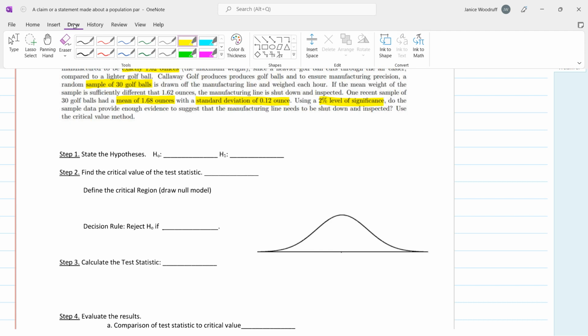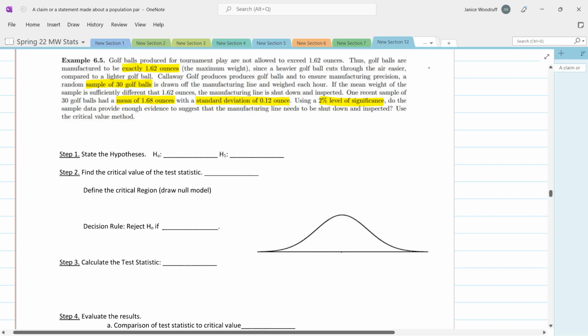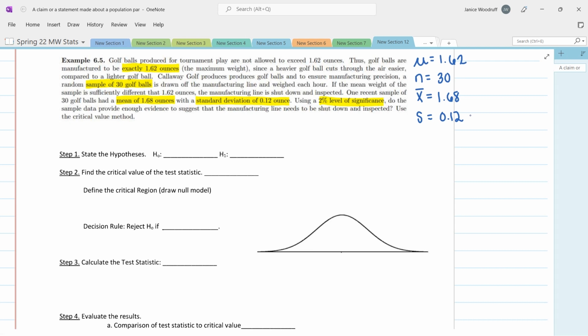All right. So what we have here is the population mean of 1.62 ounces. We had a sample of 30 golf balls, and in that sample, we had a mean of 1.68 ounces and a standard deviation of 0.12 ounces. And then we have a 2% level of significance. So, using a 2% level of significance, do the sample data provide enough evidence to suggest the manufacturing line needs to be shut down?